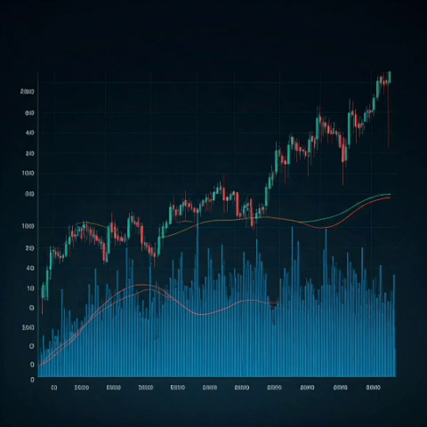Good. So we've talked about a lot of different VPA concepts. But I think the most important thing to remember is that volume is a leading indicator. It can give us clues about what's going to happen in the market before it actually happens. Exactly. So by paying attention to volume, we can get a real edge. Absolutely. So what's next?